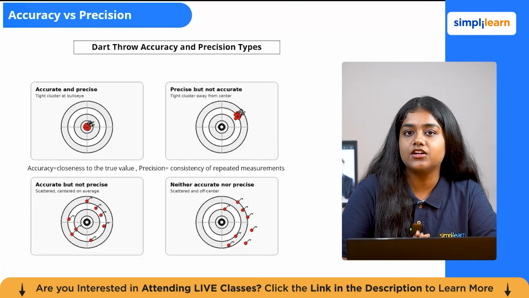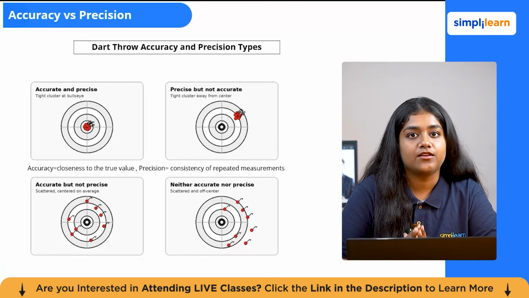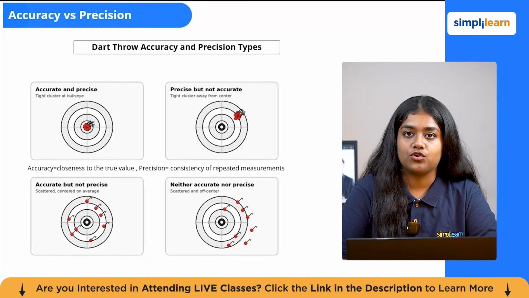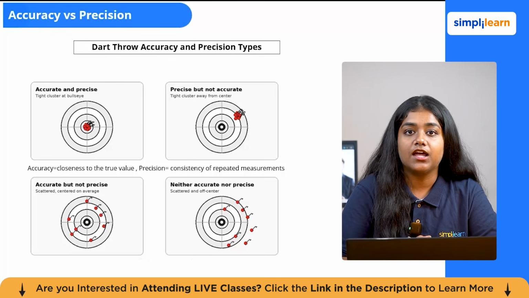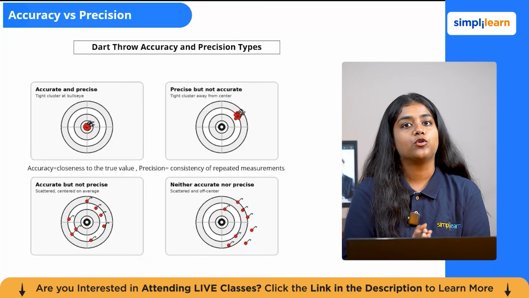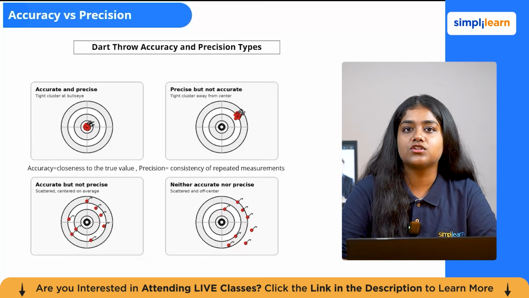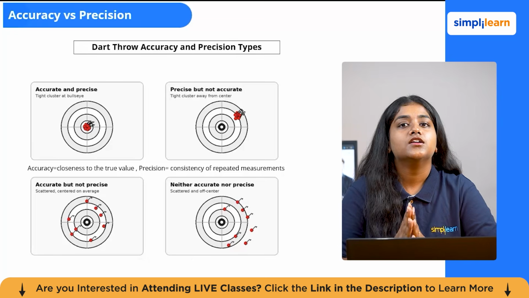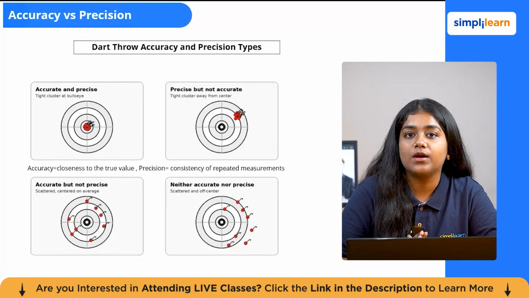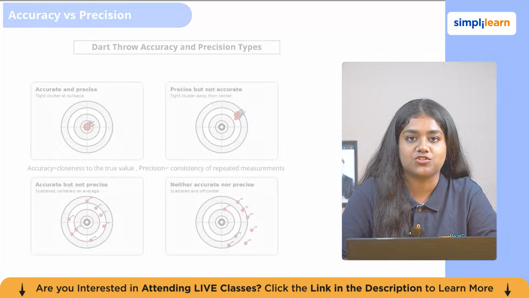The last is neither accurate nor precise. Here the darts are scattered widely and away from the bullseye. This means the system is both inconsistent and wrong. It has poor accuracy and poor precision, making it unreliable for inspection, SPC or process decisions. A good measurement system needs both accuracy and precision. MSA gives you the tools to evaluate and improve both. So before we can evaluate whether a measurement system is good enough, we need to understand what it's being compared against, and that's where process capability and distribution come into the picture.